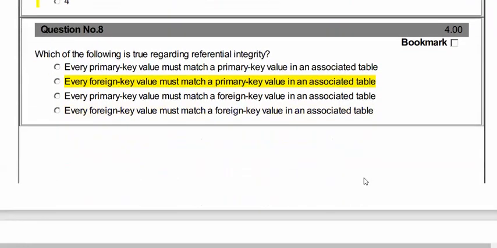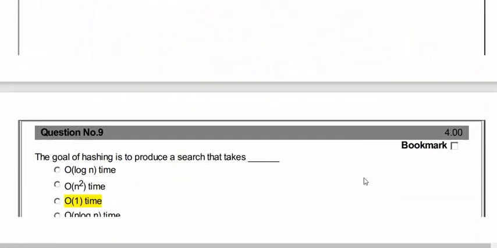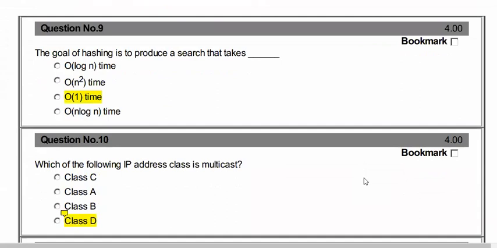Which of the following is true regarding referential integrity? Option B is right. Every foreign key value must match a primary key value in an associated table. The goal of hashing is to produce a search that takes O of 1 time. Complexity of hashing is O of 1. Option C is right.